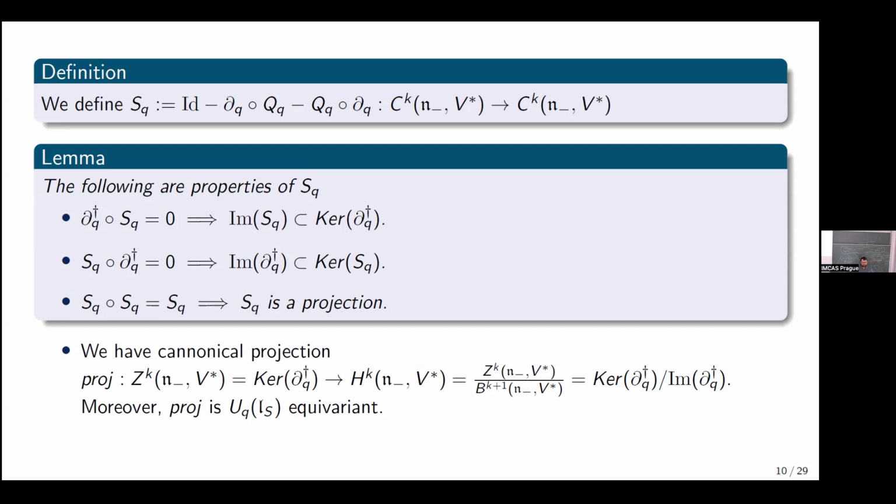For example, the image of SQ is contained inside the kernel of partial Q dagger. The second one is also interesting, and the third one is also interesting. It tells you that SQ is a projection. And then another thing, we have the canonical projection. By the way, one thing I should mention: all these things are built upon the Kostant differential, and all these operators like QQ and SQ have to be UQL equivariant.